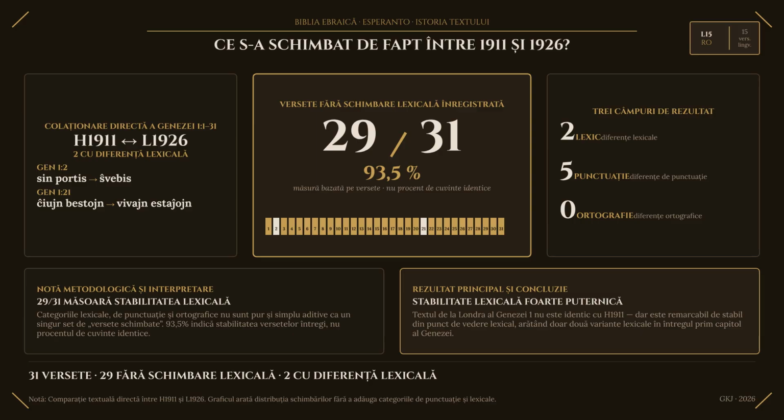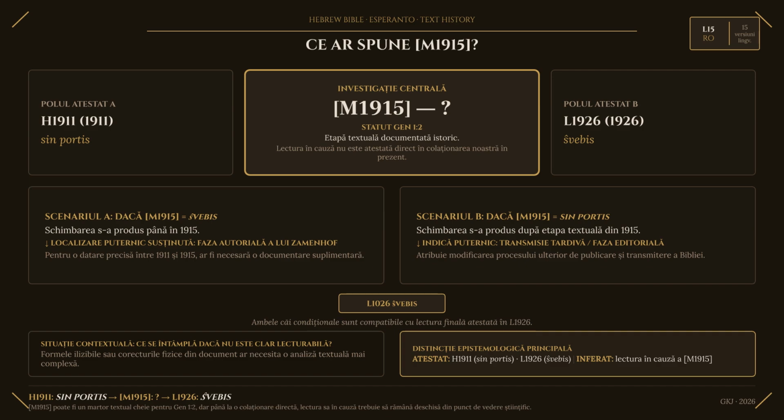Comparing the 1911 and 1926 editions, we find remarkable stability. Out of 31 verses, only 2 show lexical differences. This 93.5% stability demonstrates that the London edition was highly consistent with Zamenhof's original work. We are left with the mystery of the M1915 document. Does the shift from synportus to svebis happen before or after 1915? Determining this is crucial to understanding whether this was an authorial change or an editorial one.